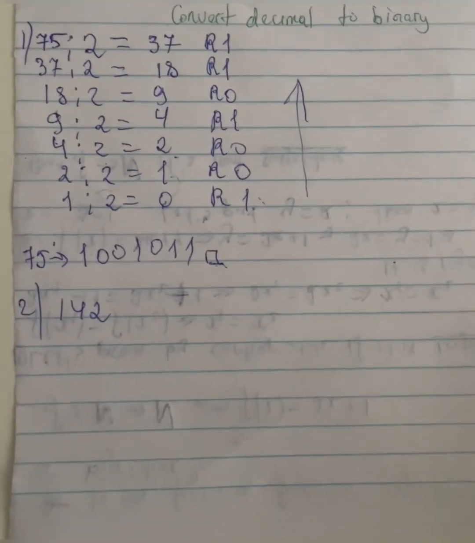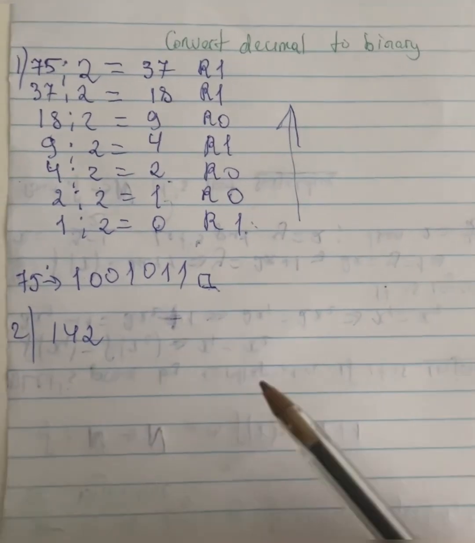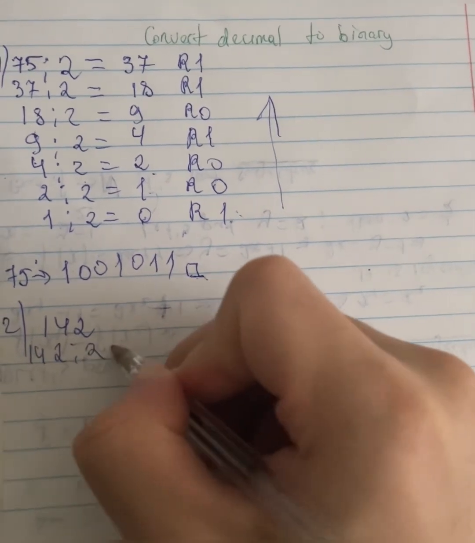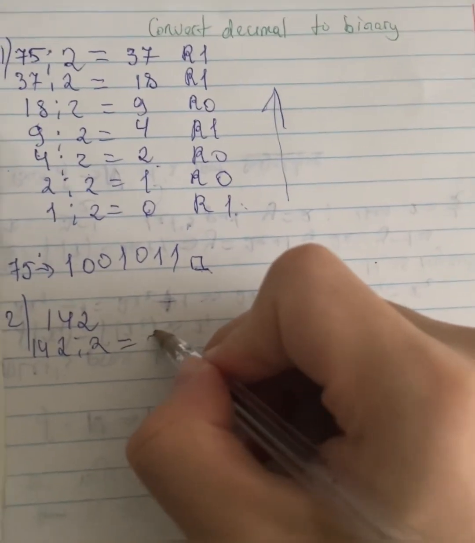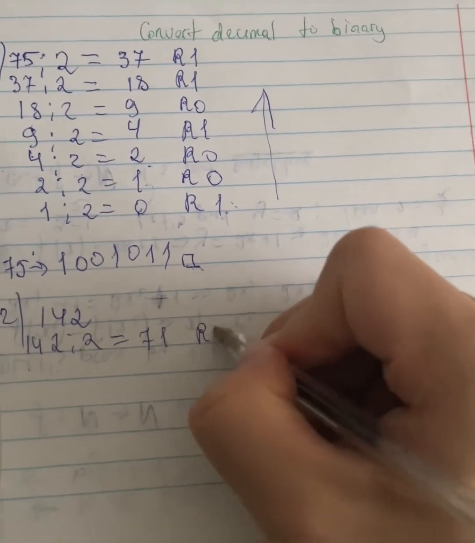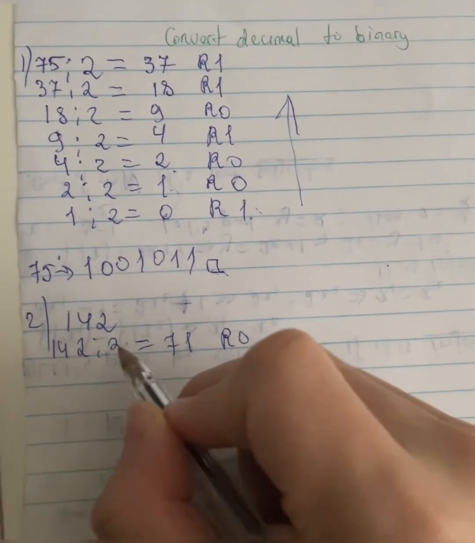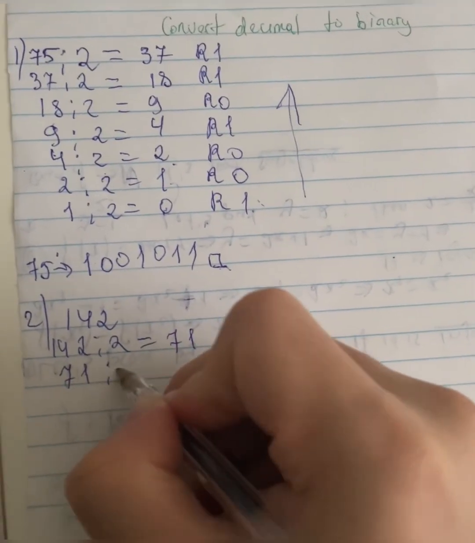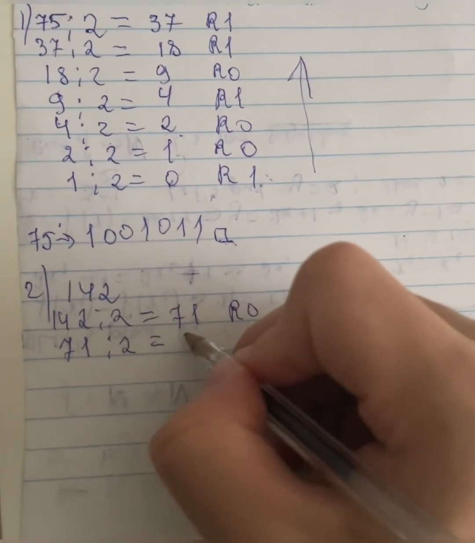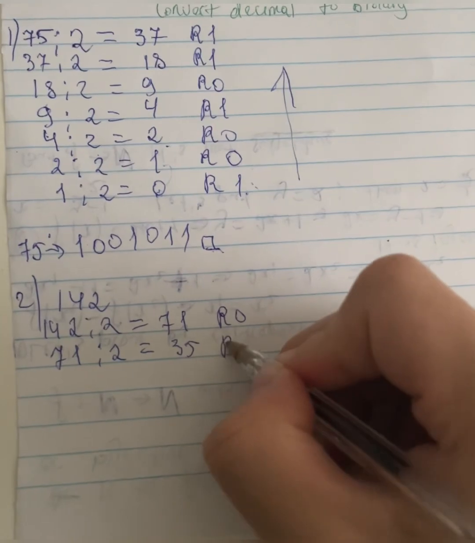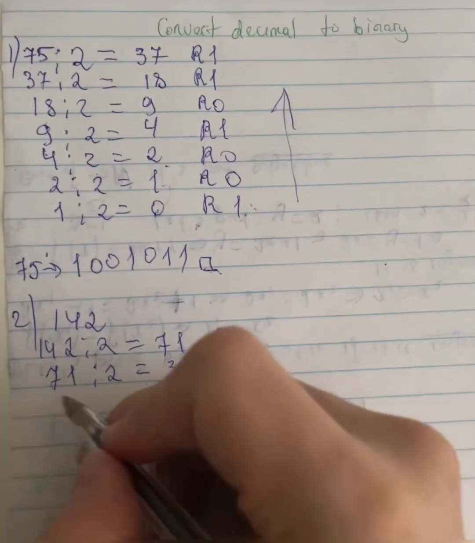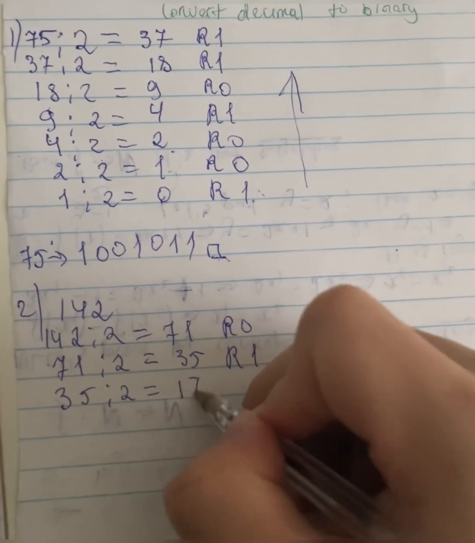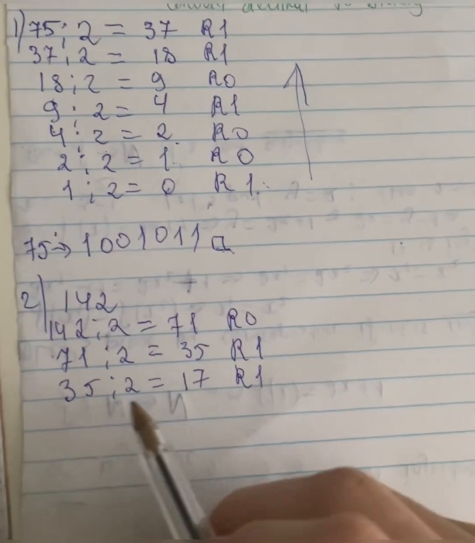Let's see another example. Let's convert 142 to a binary number. So as always, we start by dividing 142 by 2, right? If we divide, we get 71 with remainder 0, because 142 can be divided by 2 without any kind of remainders. Then we take 71 and divide it by 2, and we get 35, and the remainder 1. Then we take 35 and divide it by 2, we get 17, and of course the remainder is 1.